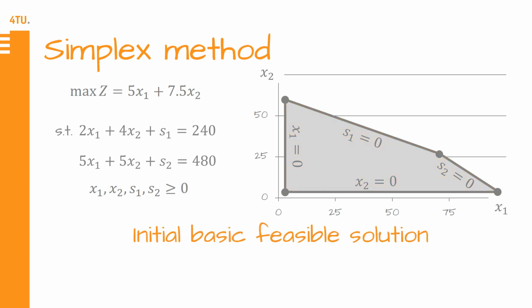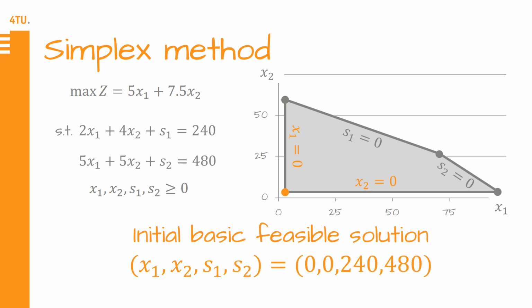In this example, we can easily find such an initial solution by selecting the original variables x1 and x2 as non-basic variables. This gives an initial basic feasible solution where both x1 and x2 are 0 and where both slack variables take the value of the right-hand side of the corresponding constraint. So S1 is equal to 240 and S2 is equal to 480. Because both x1 and x2 are 0, the objective function z has value 0.